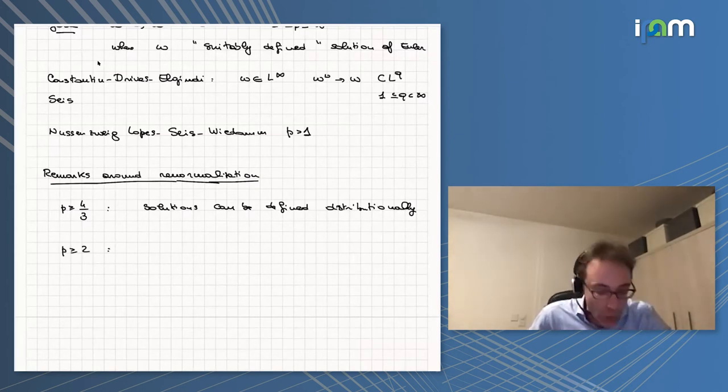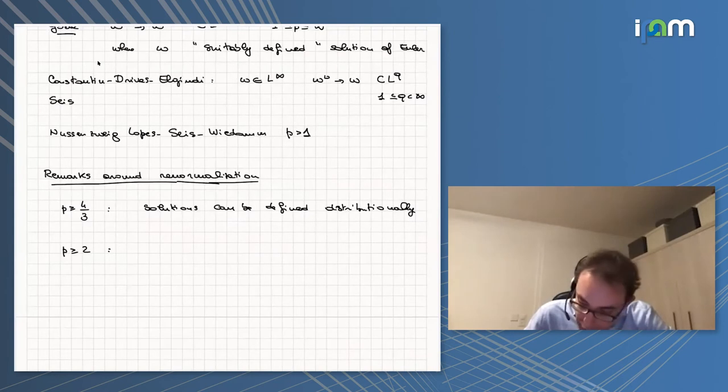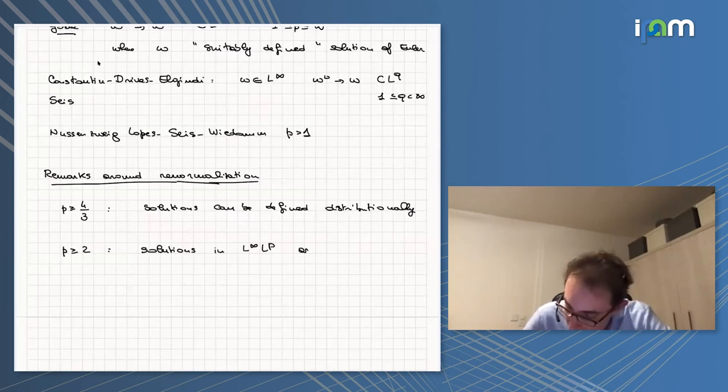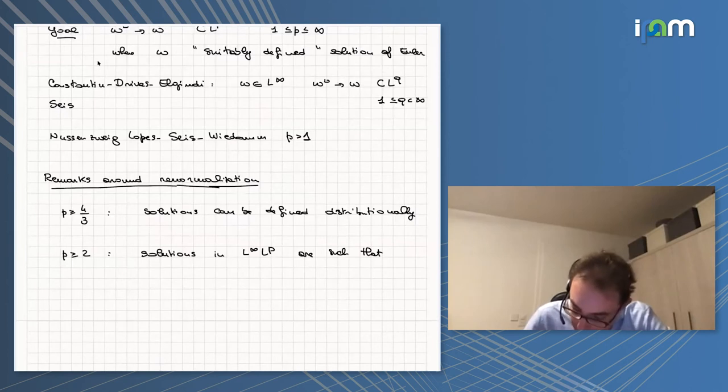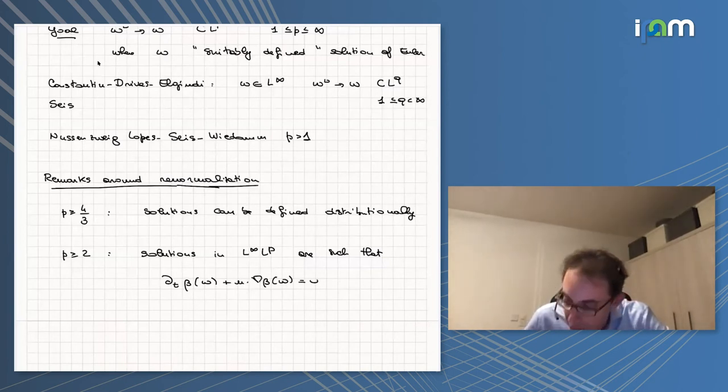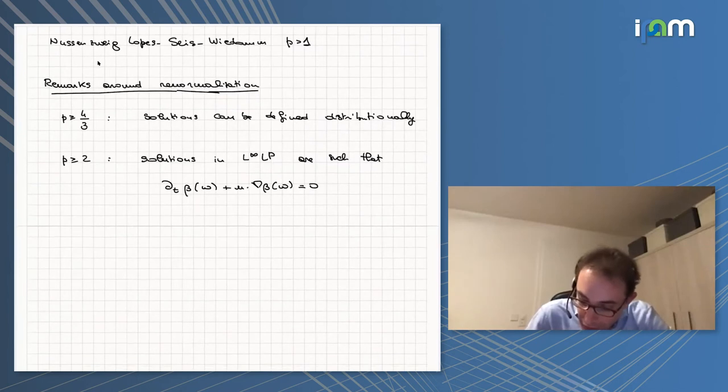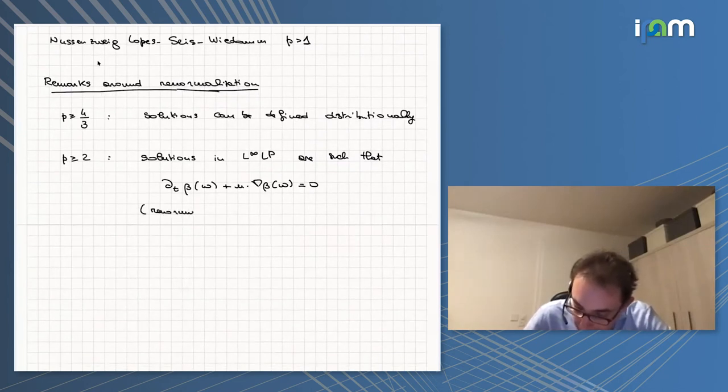So if p is at least 2, you can prove that solutions of the Euler equation in L infinity L^p are such that for suitable nonlinearities beta, also beta of omega is a solution. So the time derivative of beta of omega plus u dot gradient beta of omega equals zero, for suitable nonlinearities beta. And this is the so-called renormalization, or a byproduct of the renormalization theory by DiPerna and Lions.